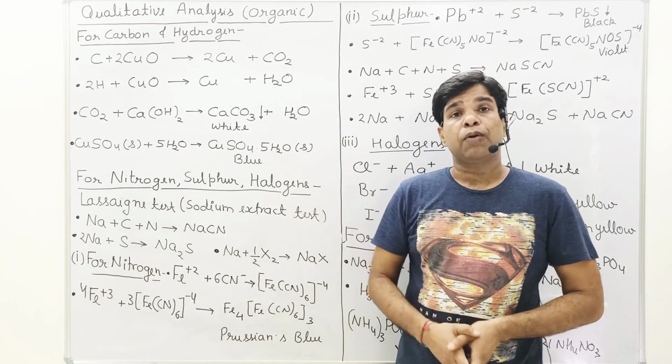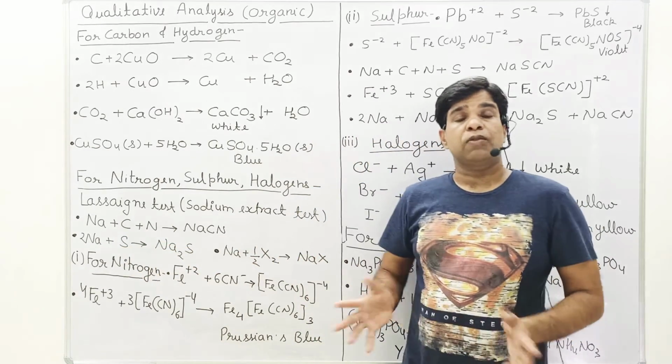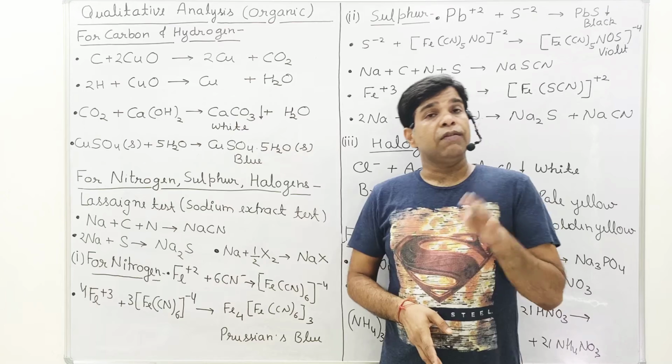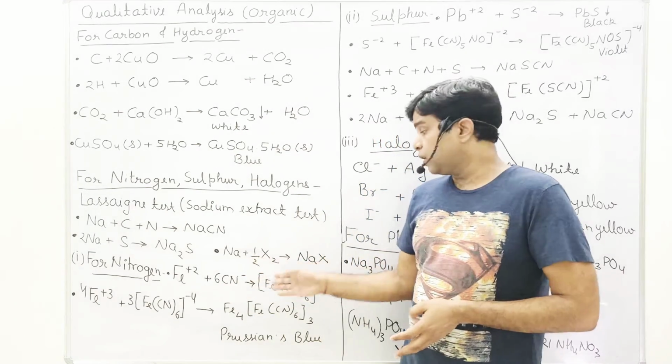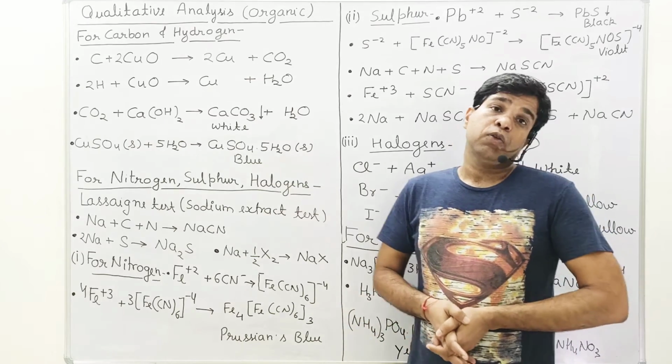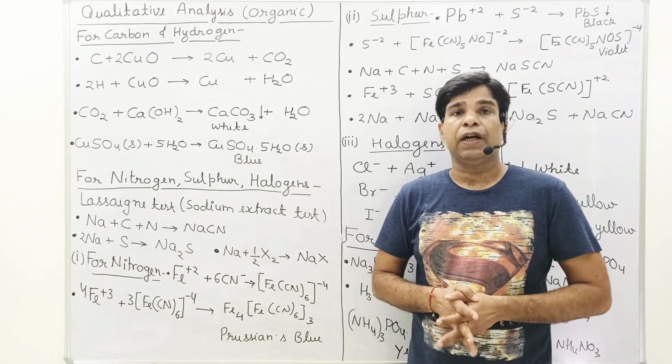If sulfur is also there in your compound, then sodium reacts with the sulfur and gives sodium sulfide, Na2S. If halogens are also there in our organic compound, then sodium reacts with the halogens also and gives sodium halide, maybe NaCl, maybe NaBr, maybe NaI.